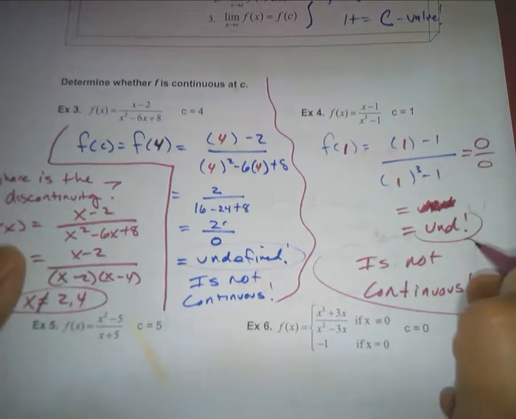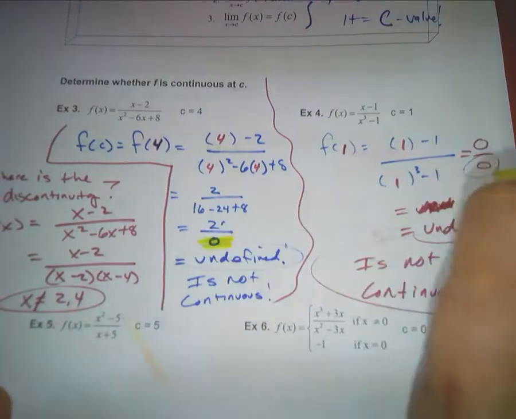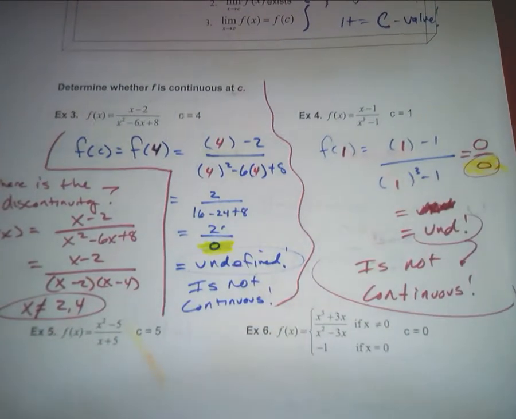So if you find that it's undefined, if you're dividing by 0, this is bad, right? Anytime you divide by 0, you cannot do that in real life. Maybe in the quantum realm you can, but not in real life. Do you guys have any questions with that one?